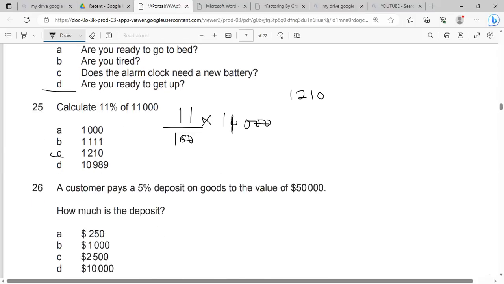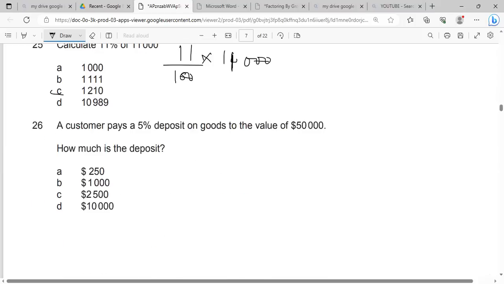All right, a customer pays a 5% deposit on goods valued at $50,000. How much is the deposit? All right, so we have 5 times 50,000 over 100, which gives 2,500. So you made a deposit of $2,500. So that's C.